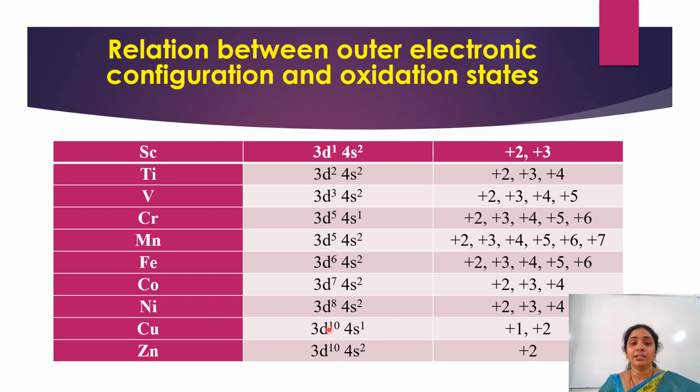For nickel, the oxidation states are +2, +3 and +4. For copper, the electronic configuration is again stable due to the completely filled d orbital, 3d10 4s1. It shows oxidation states of +1 and +2. And the last element, as we already said, shows only one oxidation state, that is +2.